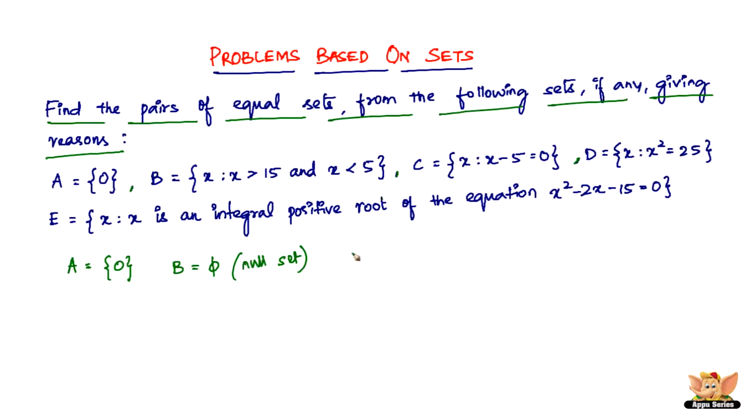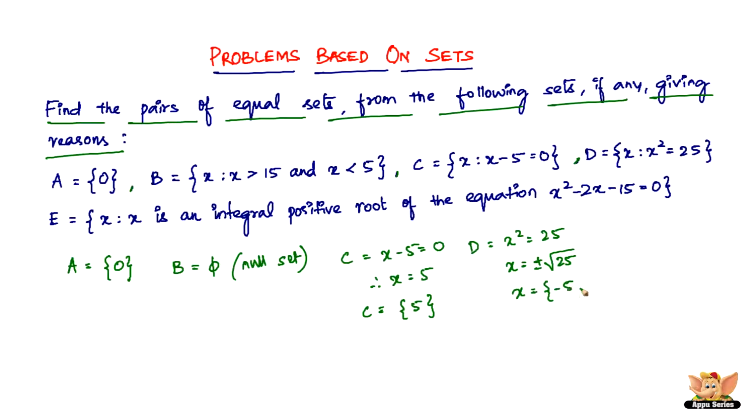So let's see, what is C? C is nothing but x such that x minus 5 equals 0, which means x minus 5 equals 0. Therefore, x equals 5. So C equals {5}. That is what we've got from C. So next we've got D. D is x squared equals 25. So x will be equal to plus or minus square root of 25. So x equals what? Minus 5 or 5. Right? So D equals {-5, 5}. So that's D for you. Still not equal to anything.